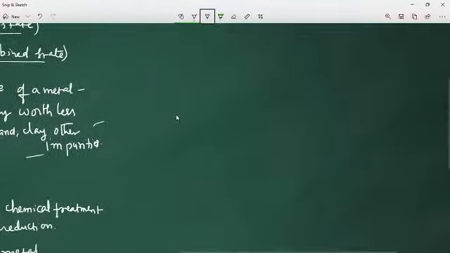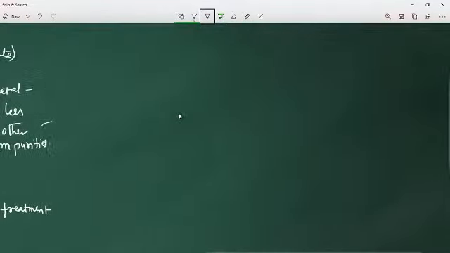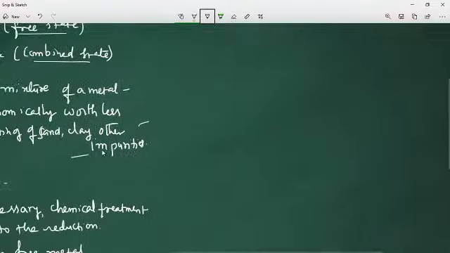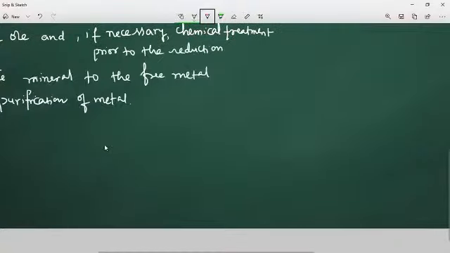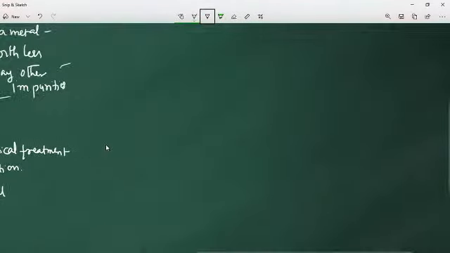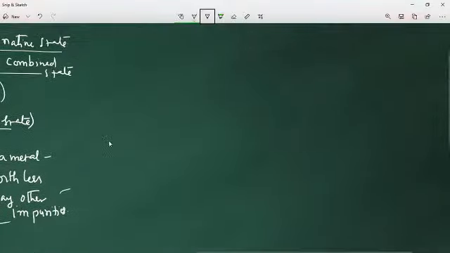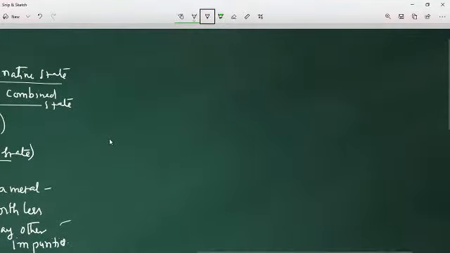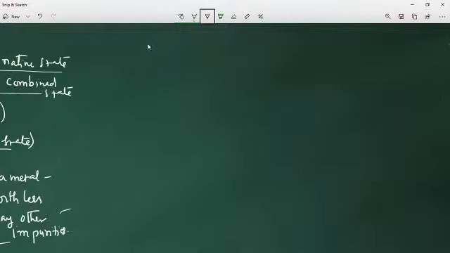Okay, now we are going to observe the common ores of some important metals, because we have to know what the important ores are and their formulas. They are common ores of some important metals.